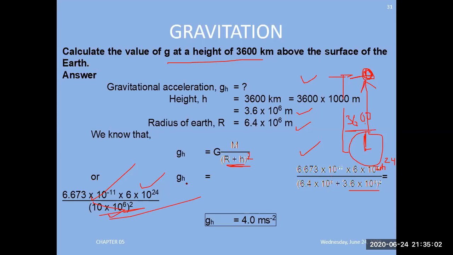By this way, you can calculate the value of g at a certain height above the Earth's surface. This is the simplest formula. If it is only at the surface, then it will be R_e, the radius of the Earth. If it is at a height h, you add the height to the radius, and then you will be able to calculate the distance between the two.